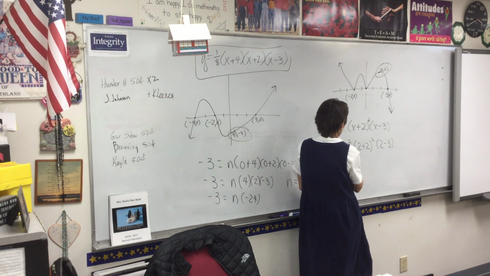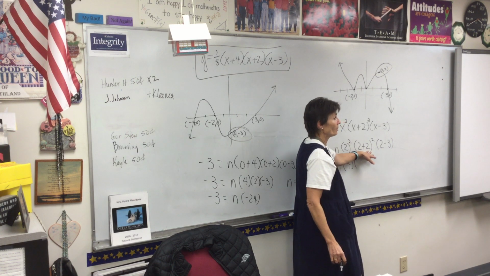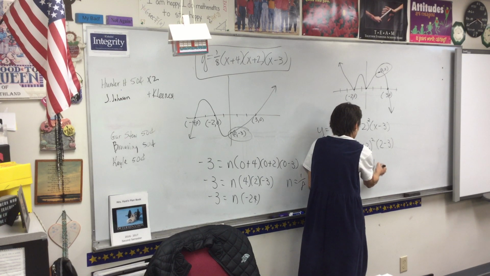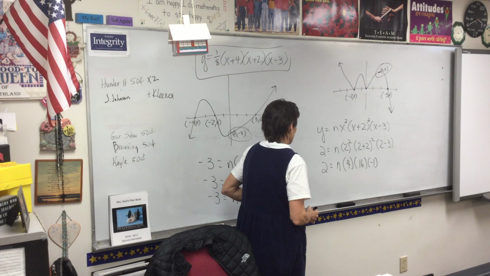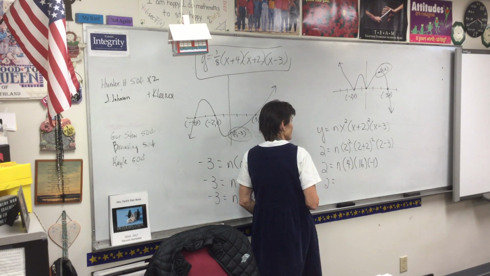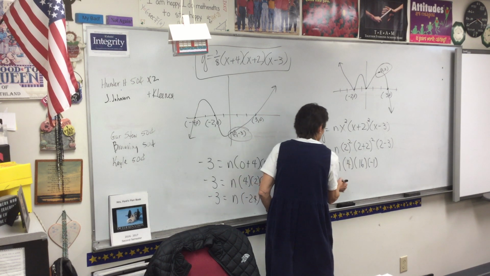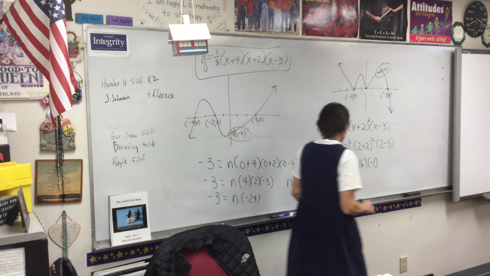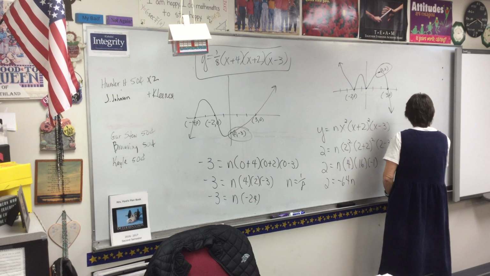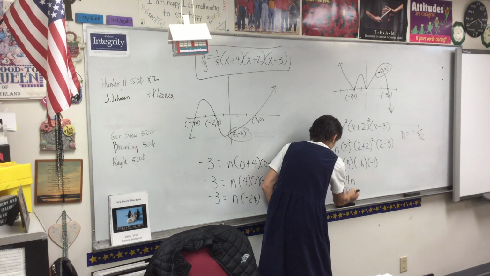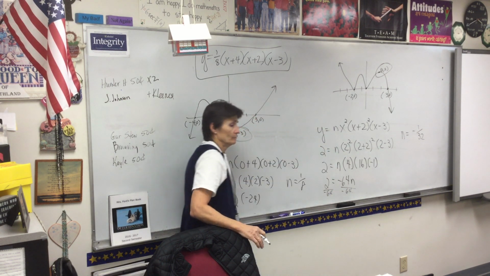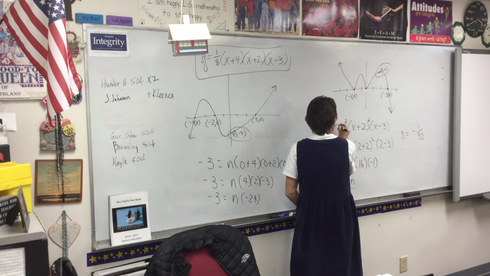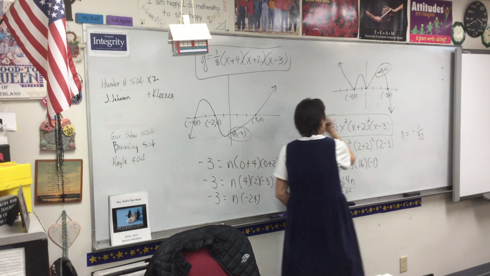So 2 squared is 4. Watch it here. 2 plus 2 is 4, but it's squared, so it's 16. So 4 times 16, negative, so negative 64 n. So it looks like n is going to be negative 1 over 32, if we divide both sides by negative 64. So I just bring that up here, put it right here. And that is your equation.